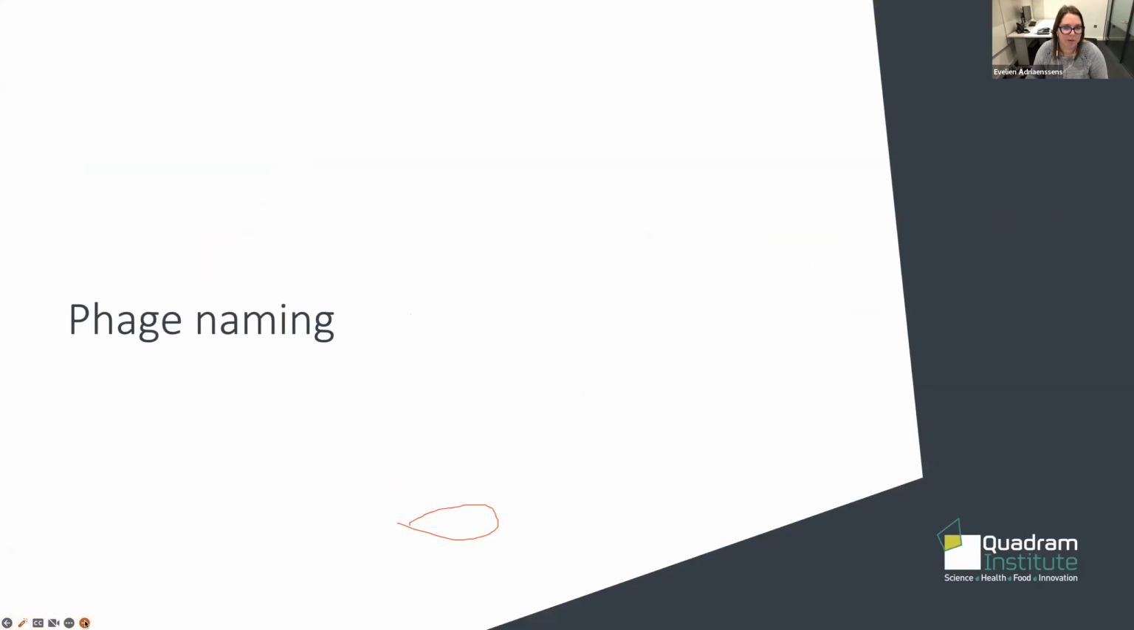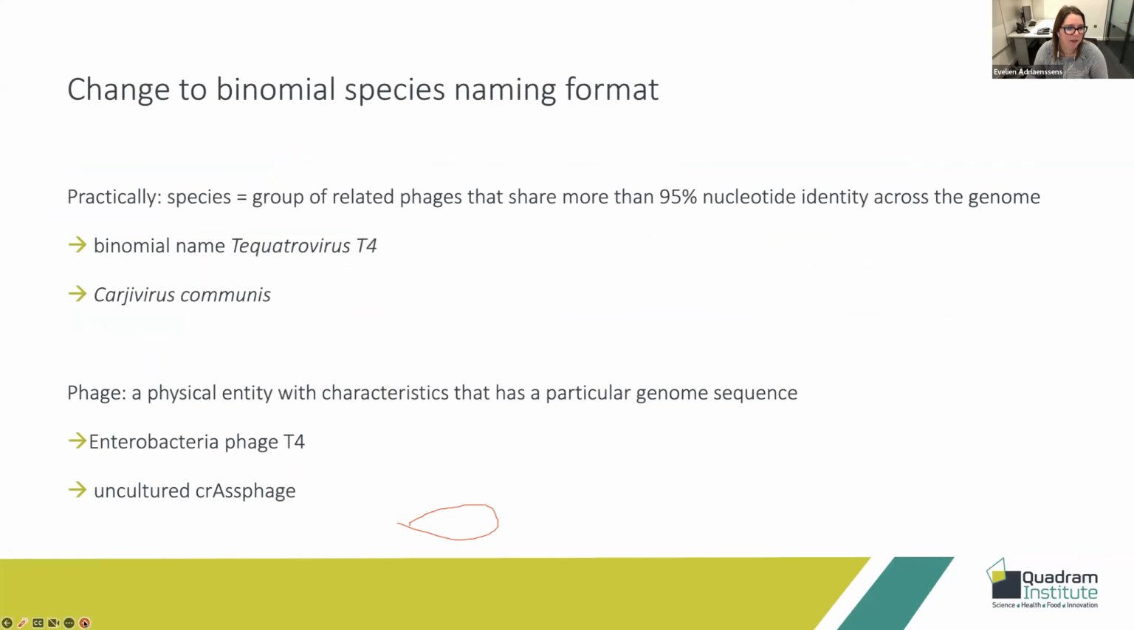So then I wanted to do the final couple of minutes on phage naming. One of the big changes for all viruses is that we've changed to a binomial species naming format. Remember, a species is a group of related phages that share more than 95% nucleotide identity across the genome. So it's basically a bin or a group of phages. It's not the same as, you know, Homo sapiens as a species, which is related to having fertile offspring, because that is very difficult to test for phages. So we basically have a genome-based species definition.